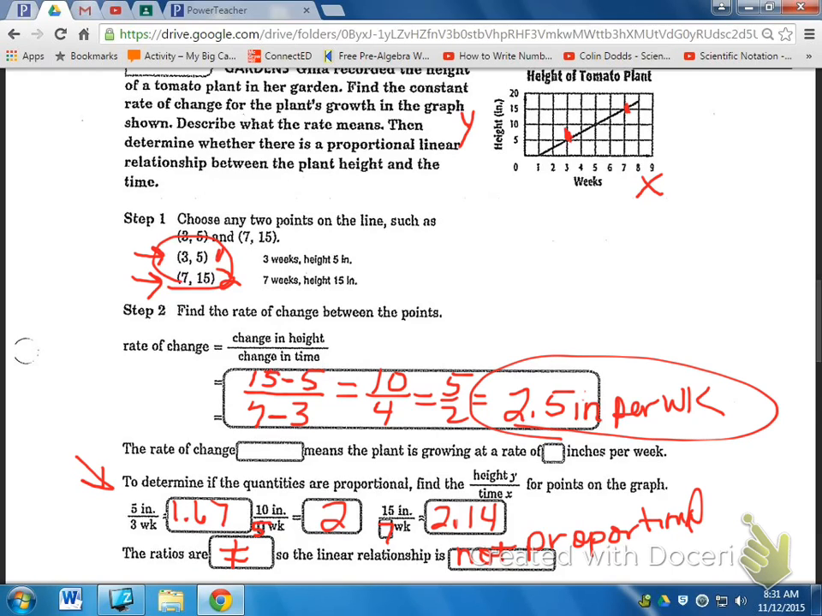Is that like an equal sign with a line through it? Yes, an equal sign with a line. The ratios are not equal. Put an equal sign with a slash through it. So the linear relationship is not proportional. If all of those reduce to the same exact thing, then it would be proportional.